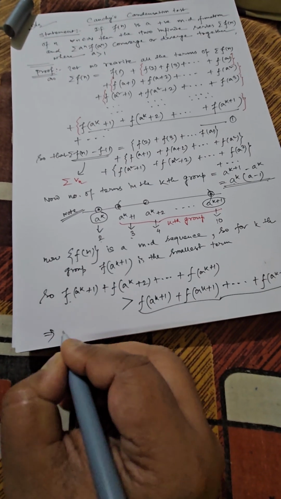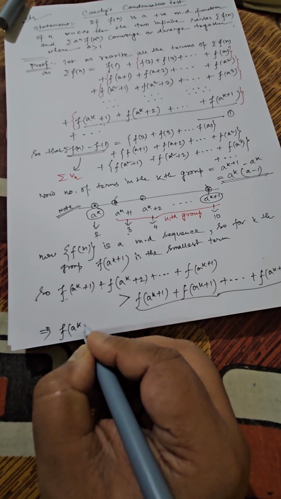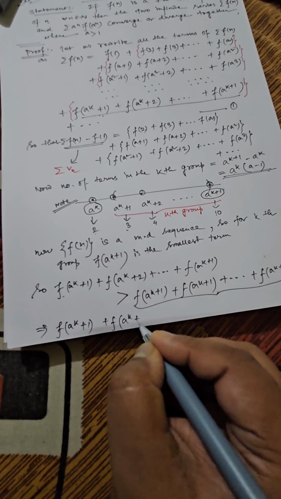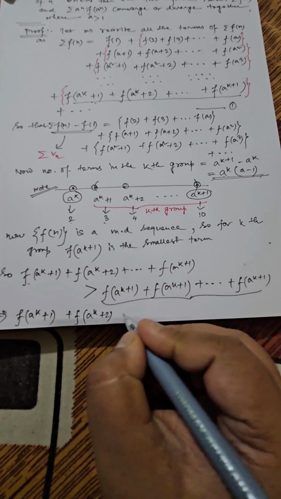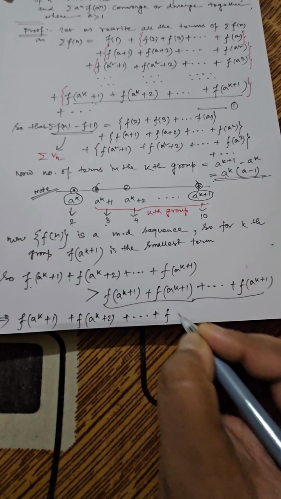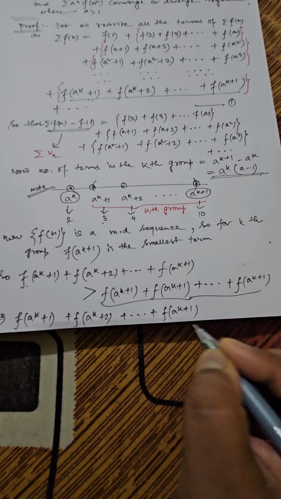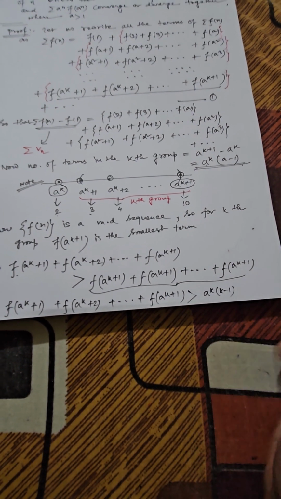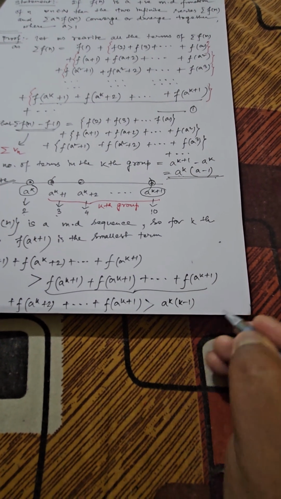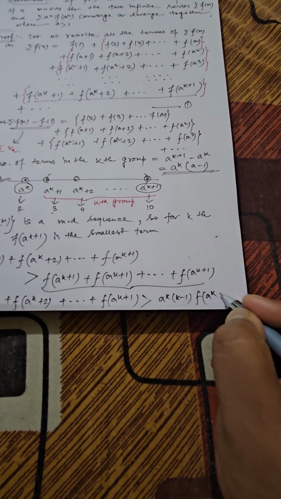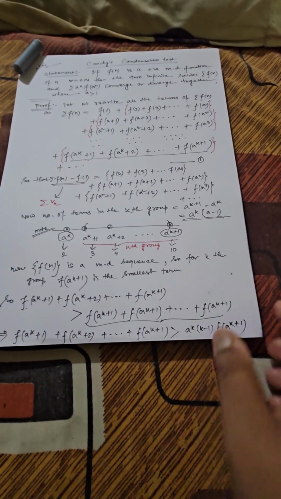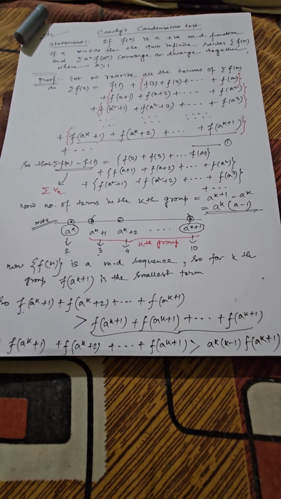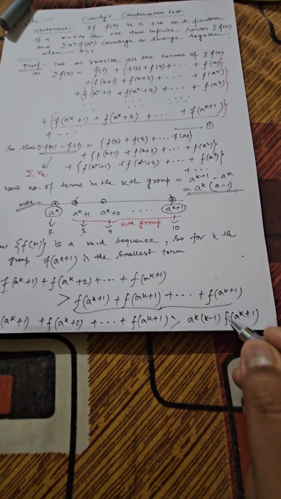So definitely we can write this is equivalent to f of a to the power k plus 1, f of a to the power k plus 2, continuing in this way, and this should be greater than a to the power k into a minus 1 multiplied by f of a to the power k plus 1. So this is the generalization. You can say this is equation number 2.